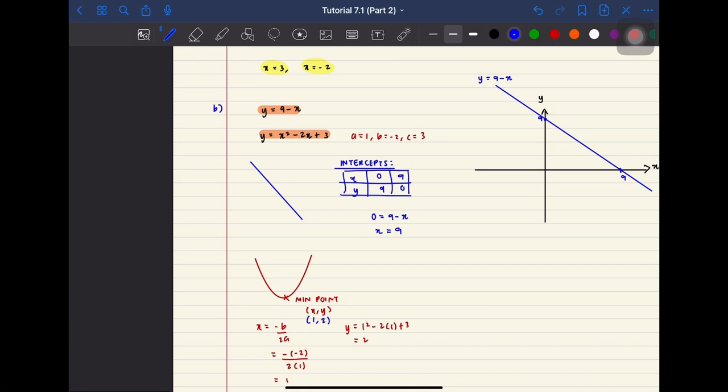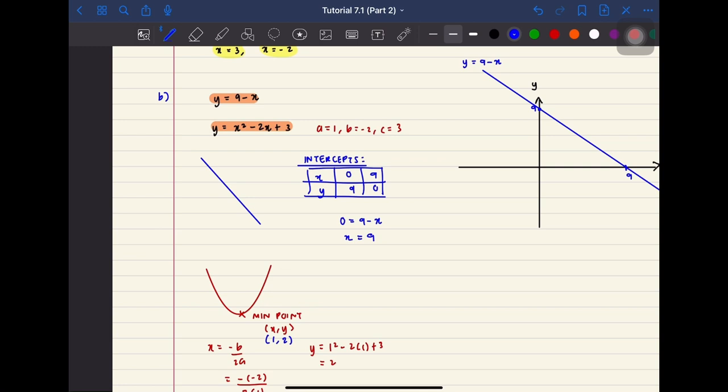Okay, so lorik lah lebih kurang. 1, 2. 1 lebih kurang kat sini kot. 2 lebih kurang kat sini. Sekejap, 1 lebih kurang here, 2 lebih kurang here. So this is the minimum point. So kita akan pass through macam tu.